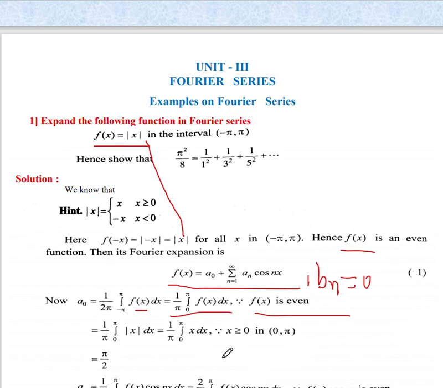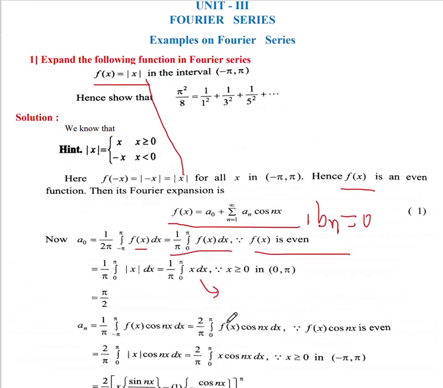Okay. So if you solve this integral, the integration of x dx will be x square by 2. So put the upper limit and lower limit, and you will get pi square by 2. The 1 upon pi and this pi will get cancelled, and the only remaining term is pi by 2. So this is the value of a0.